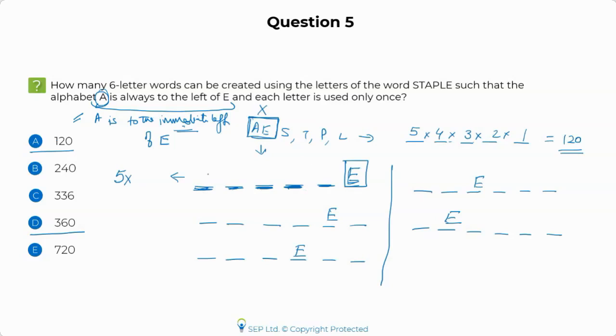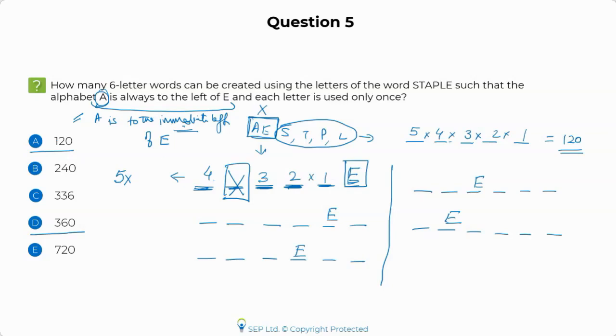So let's think in this way. Let's hypothetically think that A is placed here. This box is filled by A. Now how many places are left? 1, 2, 3, 4. How many alphabets are left to place? 4. So now this is the same as the normal filling space method, right? You can say this place can be filled in 4 ways, this can be filled in 3 ways, this can be filled in 2 ways, and this can be filled in 1 way.